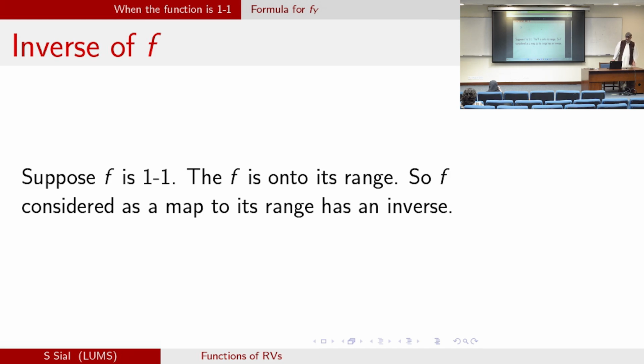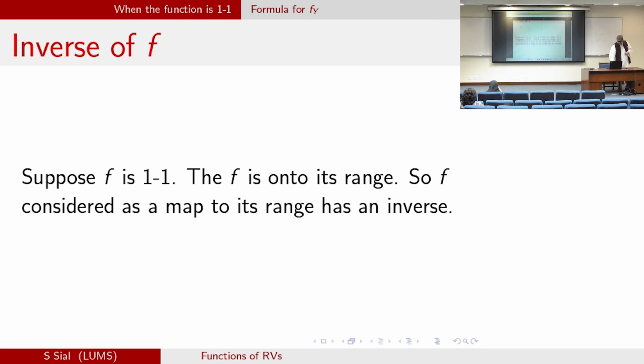Okay, so basically the idea is f is one-to-one. Now think of f as just restricted to mapping onto its range. Then f is one-to-one and onto. And all functions which are one-to-one and onto have inverse functions. Right?